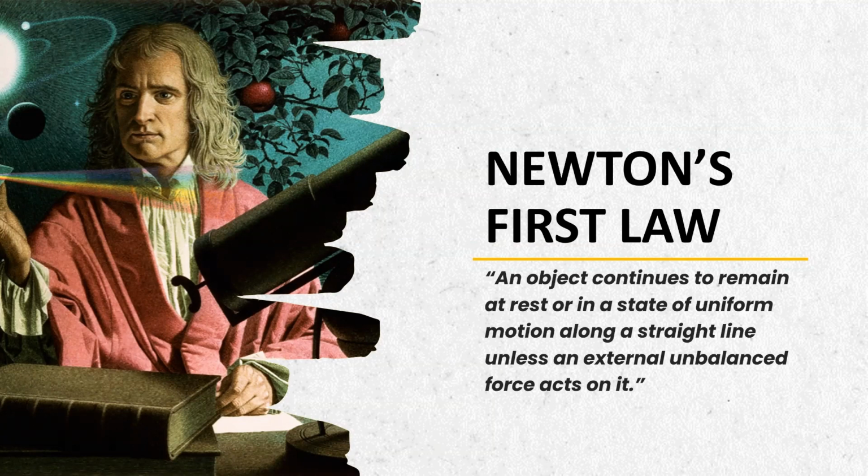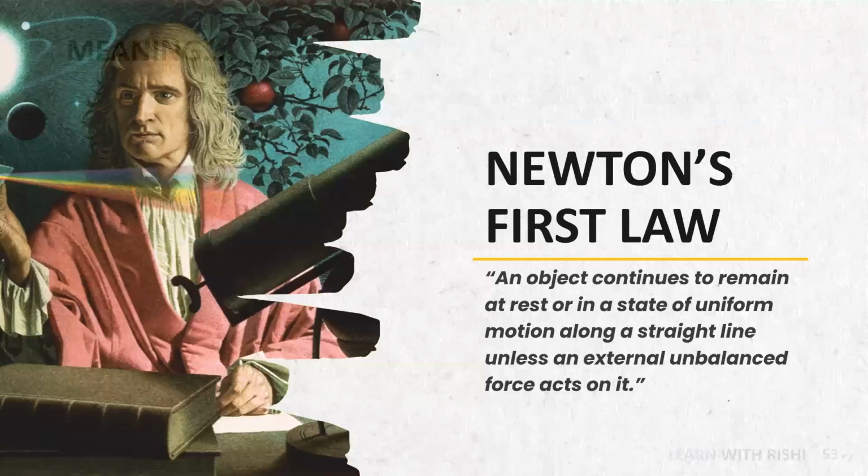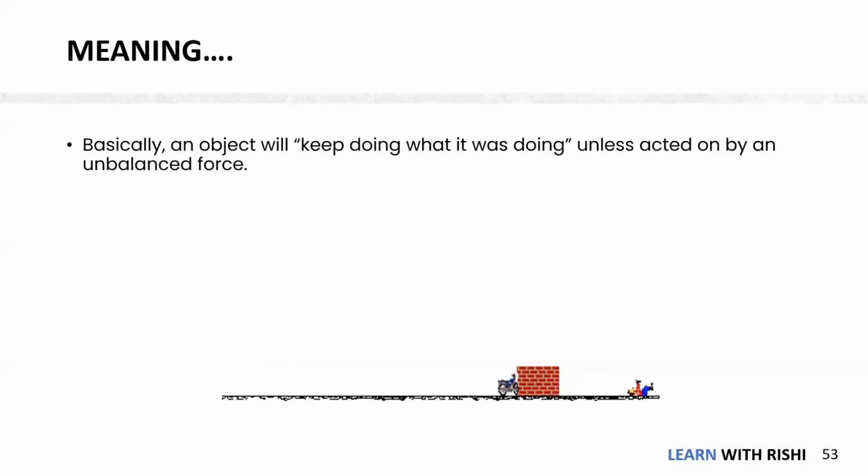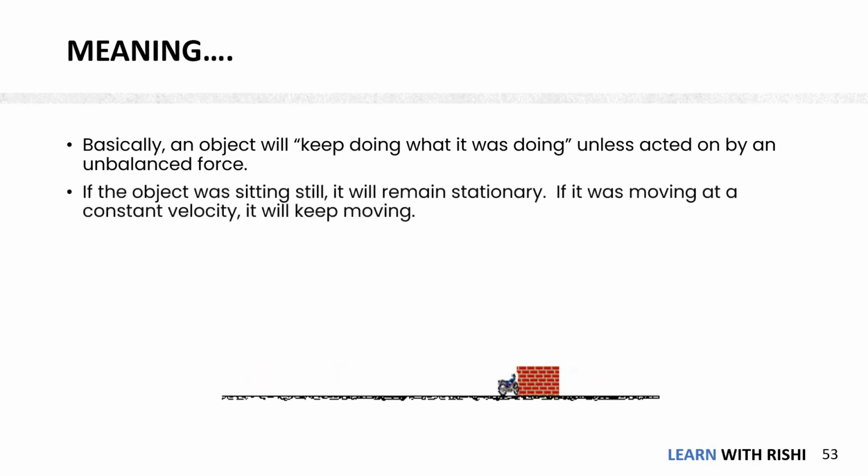So what is the actual meaning of this statement? Let us see now. Basically, the statement means that if one object is there, that object will keep doing what it was doing unless we apply some force to it. For example, if the object is still, it will remain stationary if we don't apply any force. If the object was moving at a constant velocity, it will keep moving with that constant velocity only.